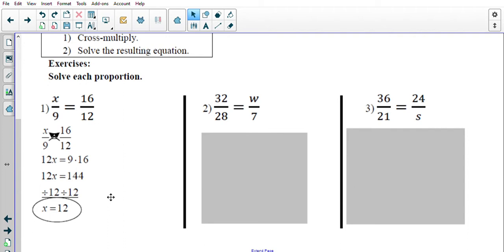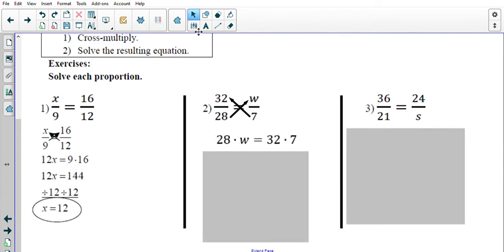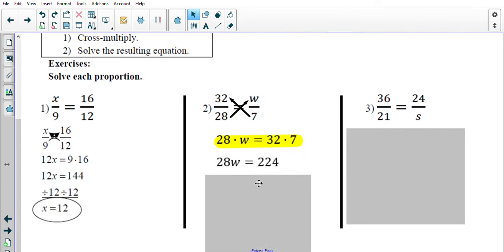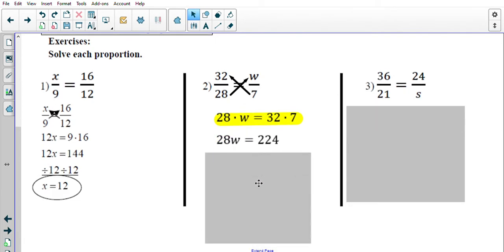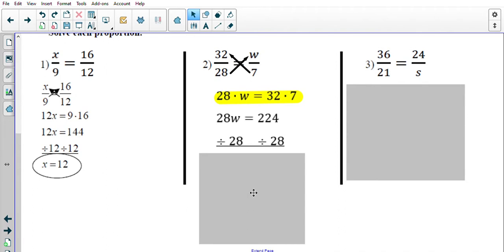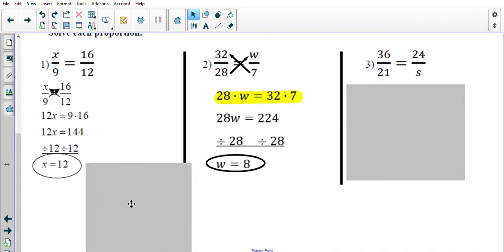So number 2, I'm going to cross multiply here. I'm going to take 28 times w, set that equal to 7 times 32. So we get this. Now I'm going to suggest that moving forward, you skip this yellow highlighted step and go right to our next step, which will be 28w equals 224. I'm going to show it for each of these questions, even though I do suggest you start to skip it. Divide both sides by 28. We will get a value for w of 8. So 224 divided by 28 is 8.